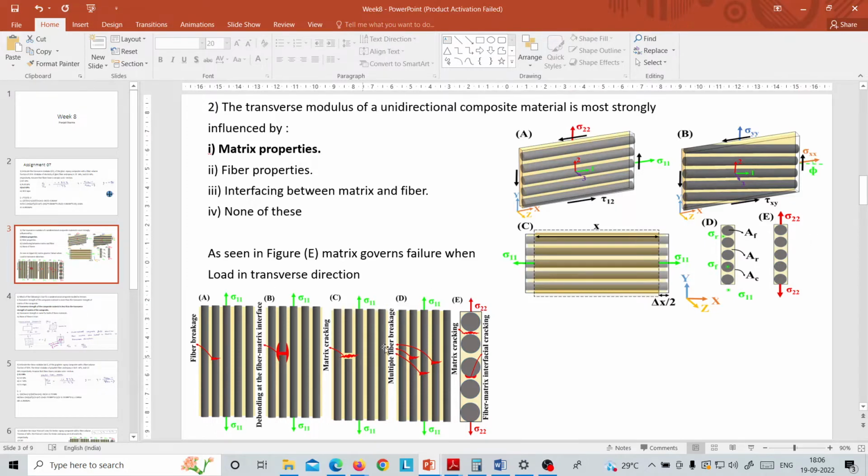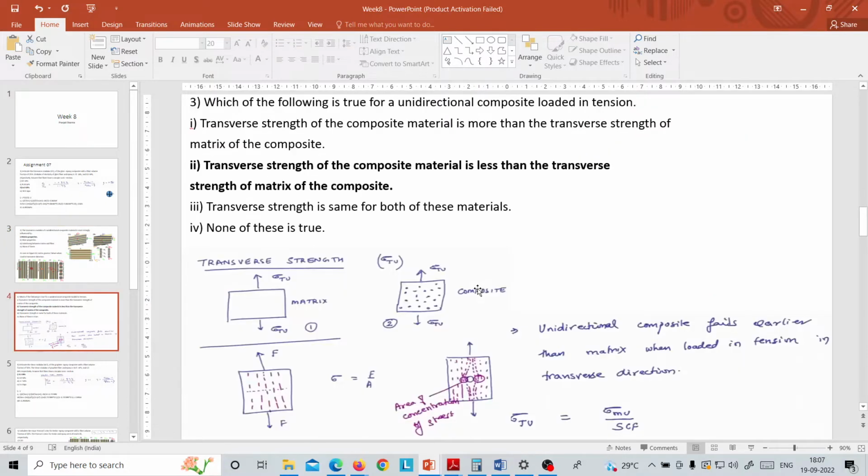Now if we see the failure mechanism of composite under longitudinal as well as transverse loads, then we can see that in case of longitudinal directions, fiber breakage occurs followed by debonding at the fiber matrix interface or matrix cracking or multiple fiber breakage. But in case of transverse modulus, mainly matrix cracking or fiber and matrix interface cracking occurs. That is, failure mainly occurs at the matrix level, and therefore matrix properties would be the ones affecting our failure in case of transverse load applications.